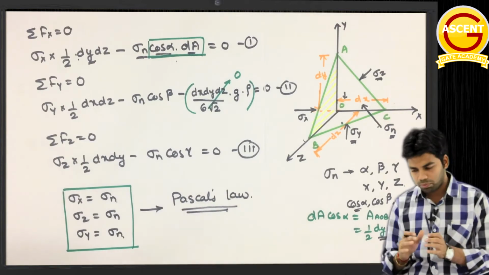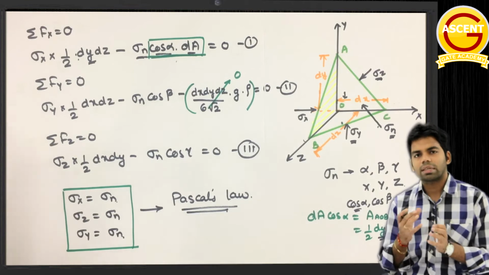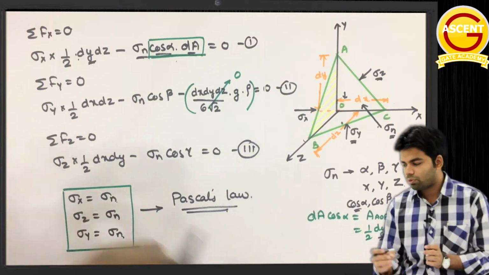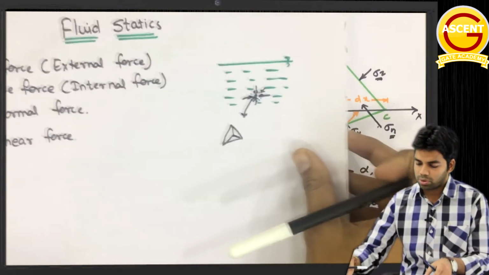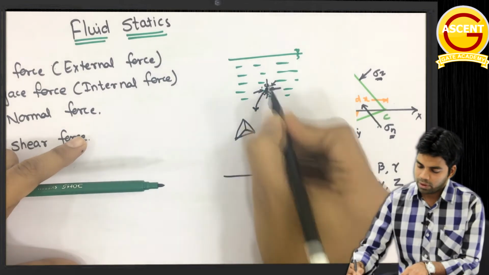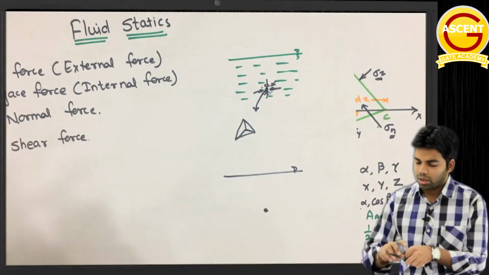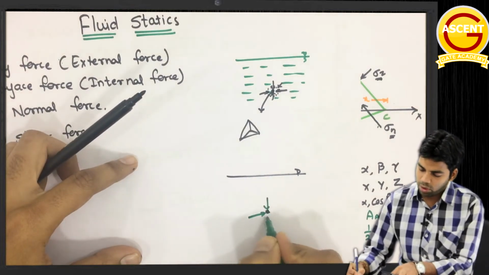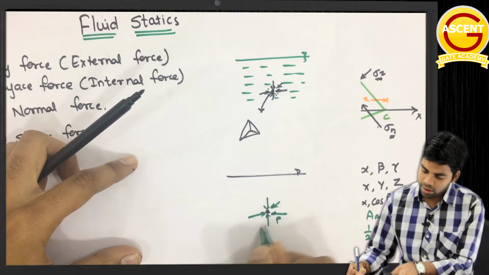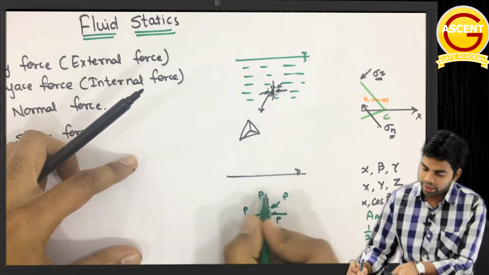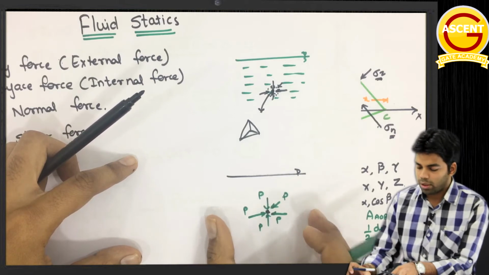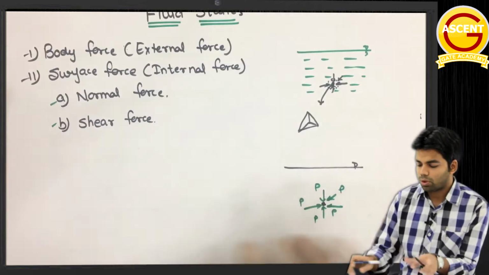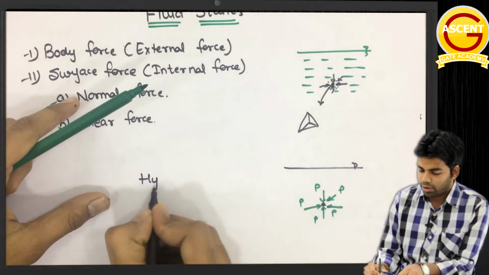So what is Pascal's law? If we are considering a fluid element at rest, the stresses acting from all directions on that particular fluid element will be the same. As I told you, suppose this is our fluid element. If I am considering the fluid element here, the stresses, or you can call it the pressure, acting from all directions on this fluid element will be the same, provided this fluid is at rest. So the pressure acting from all directions is the same, and this pressure, as I told you, we call hydrostatic pressure.